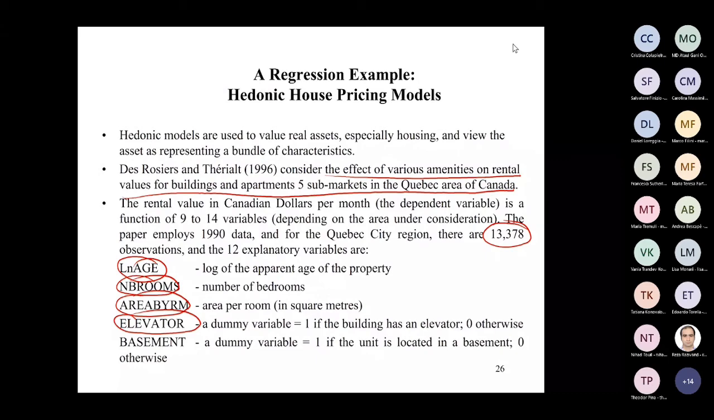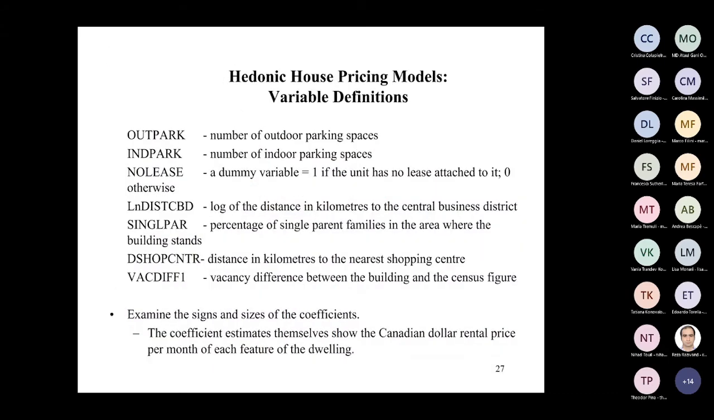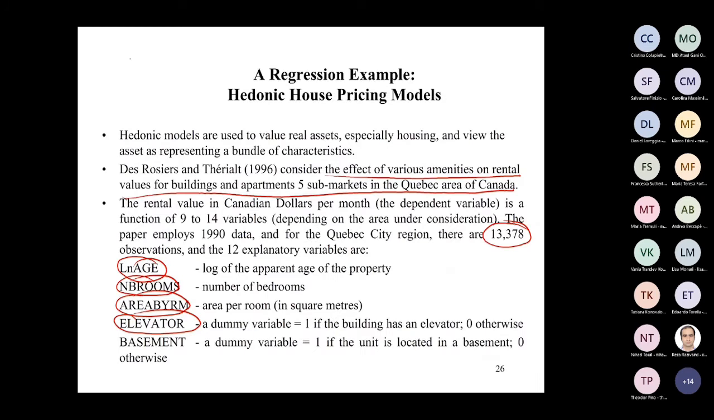What is a dummy variable? A dummy variable takes two values. Which are the values that a dummy variable can take?